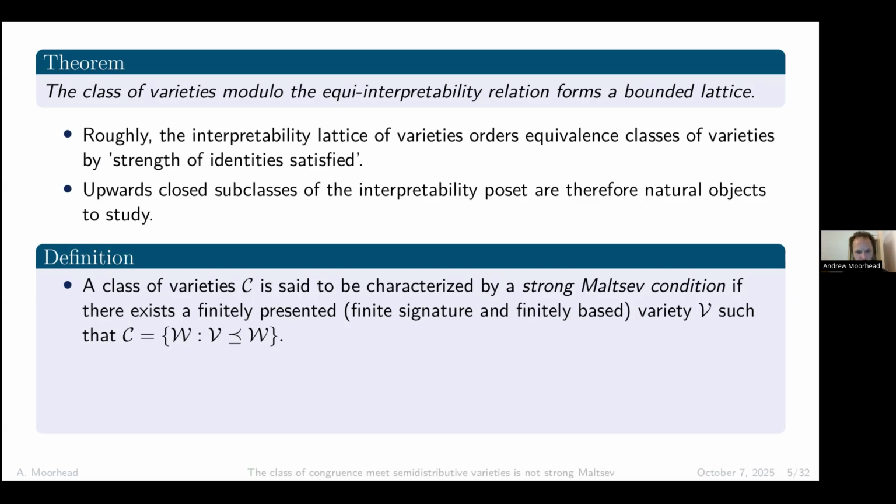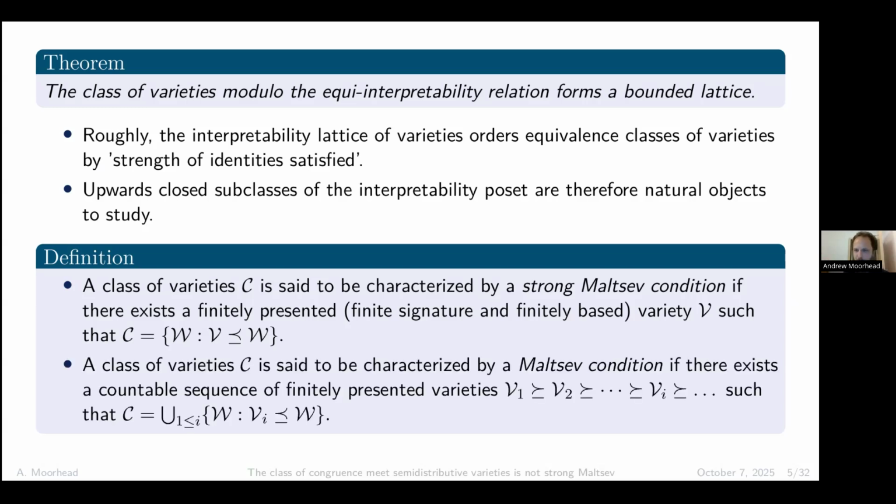We say that that class is characterized by the strong Maltsev condition given by whatever finitely presented variety we picked. On the other hand, many interesting classes are characterized by what has come to be known as a Maltsev condition. For that, we take a countable decreasing chain of strong Maltsev conditions in the interpretability lattice. So maybe we have something that's not exactly characterized by a strong Maltsev condition, but we do have this infinite descending chain of strong Maltsev conditions, and the class of varieties that are in this upset, we say that this is characterized by a Maltsev condition.